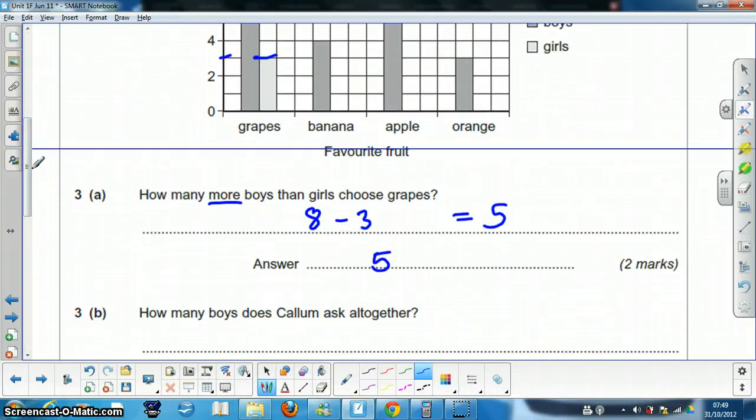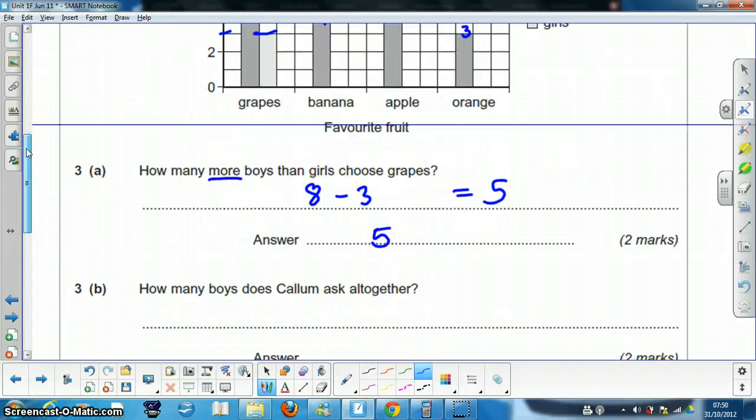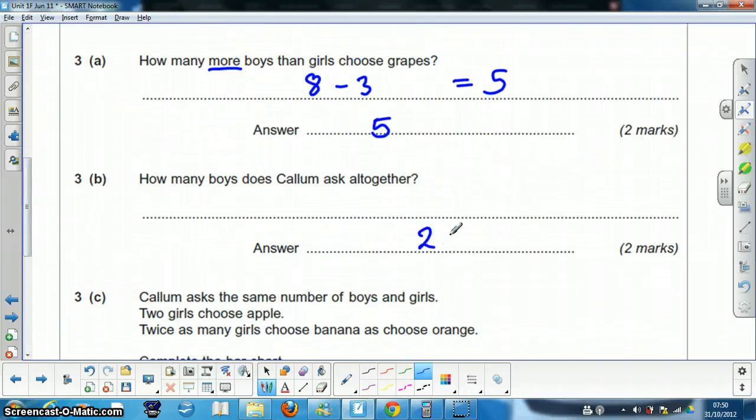How many boys does Callum ask altogether? Well, he asks 8 here, plus 4 here, plus 5 here, plus 3. So that's 12, 17, 20. Handy 2 marks here. Now the difficult bit.